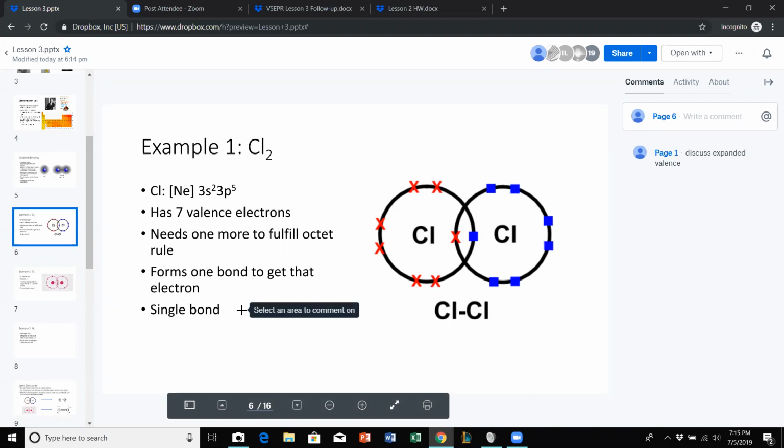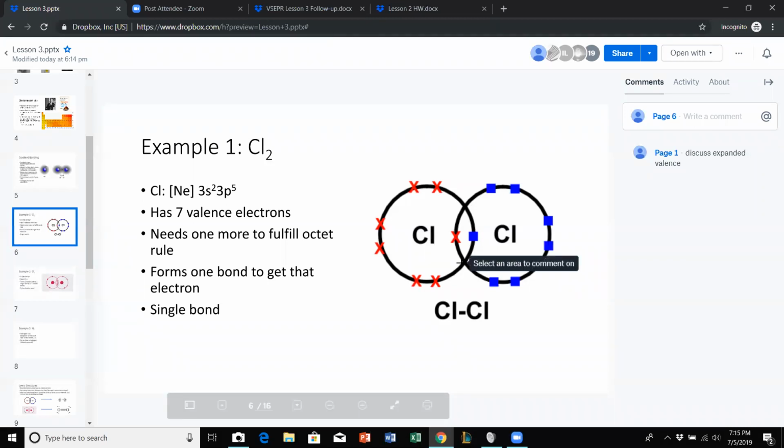To get this 1 electron, we need to form 1 bond. So this means that dichlorine has what we would call a single bond. Each atom will share 1 electron, and this means that the chemical bond involves 2 electrons. So we could call this a bonding pair.